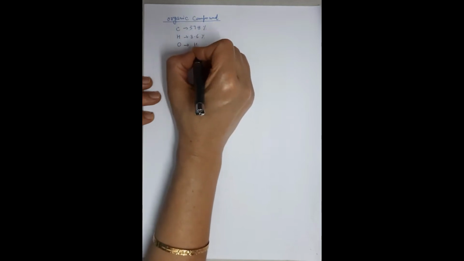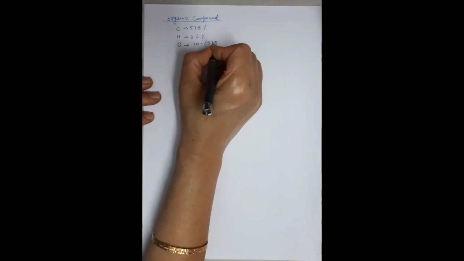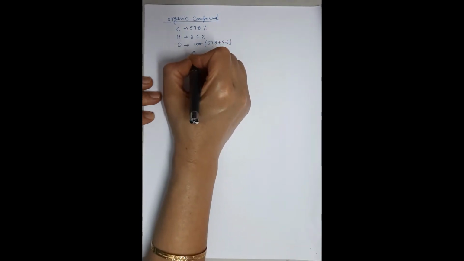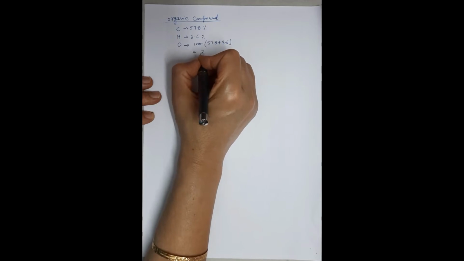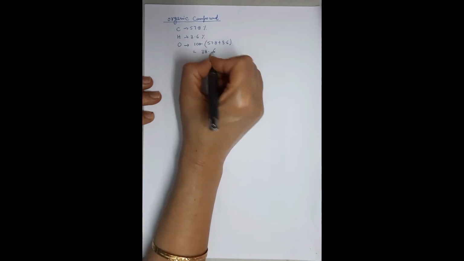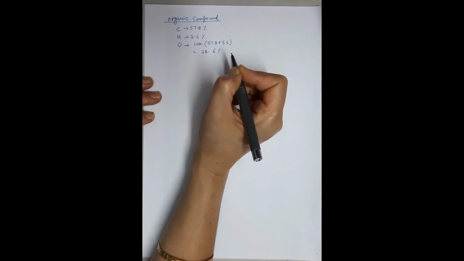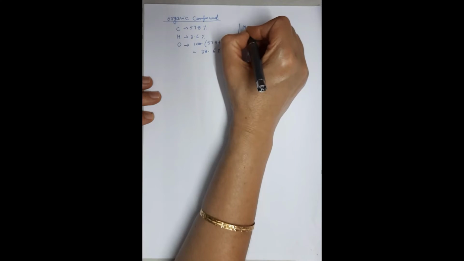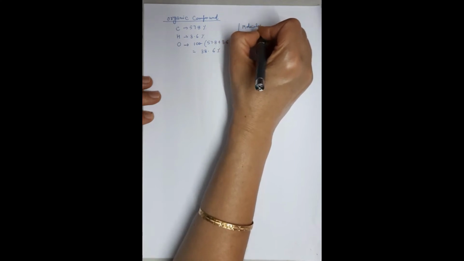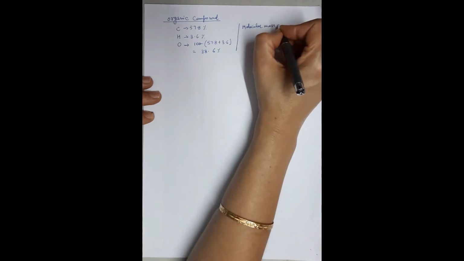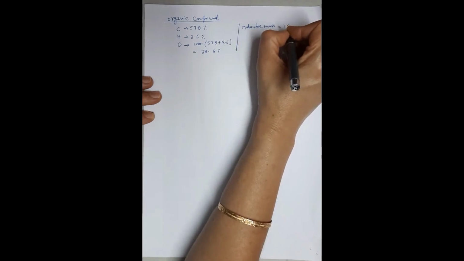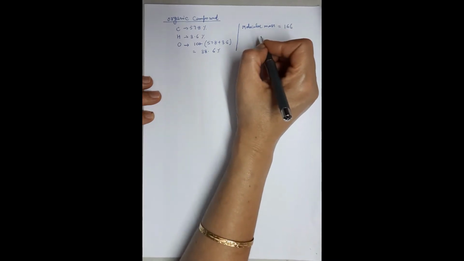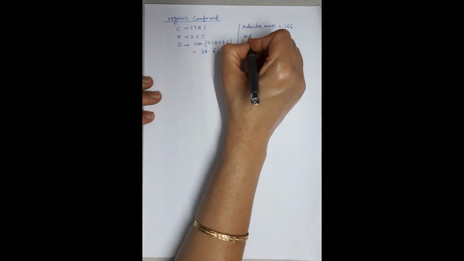So how will you find out the percentage of oxygen in this case? You will say it is 100 minus (57.8 plus 3.6). So it comes out to be 38.6%. And what else is given in the numerical? The molecular mass of the organic compound is also given to you. It is 166. And they are asking us to find out the molecular formula.